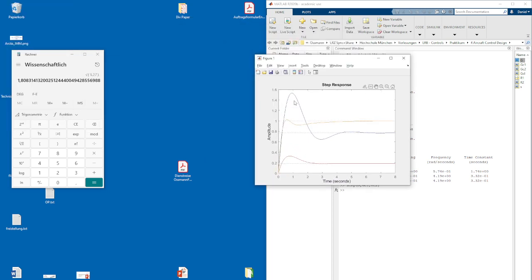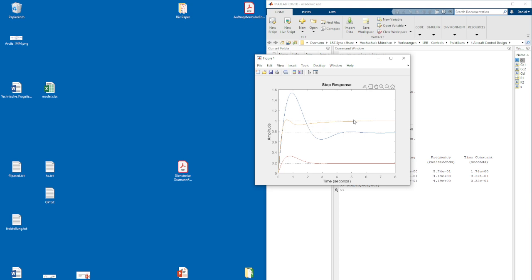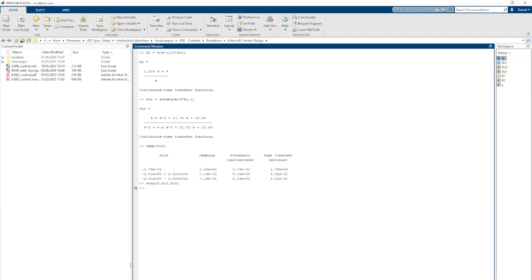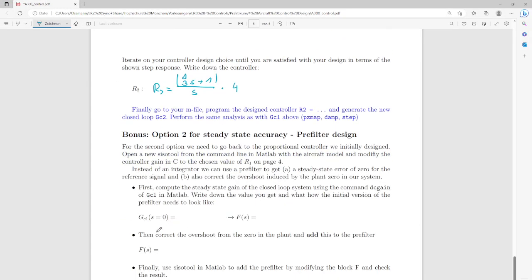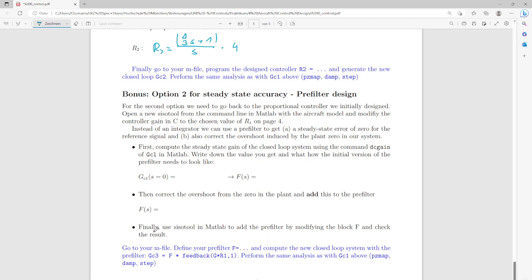Okay. The blue one is the open loop. A lot of oscillations. The orange one was the pure proportional feedback, not steady state accurate. And now we designed this nice yellow controller, which gives us this pretty nice response. Now we would be done if the professor would not ask for more, right? So this is the last thing we're going to do.